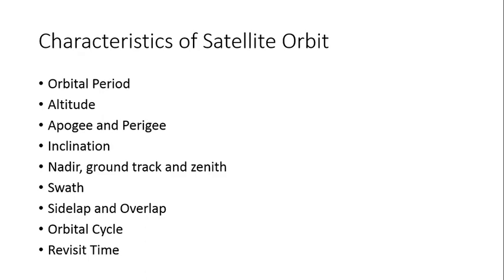Inclination is an important characteristic of a satellite orbit. The inclination of the orbital plane is measured clockwise from the equator. We are talking about the orbital plane, not the inclination of Earth. Orbital inclination for a remote sensing satellite is typically around 99 degrees. At the equatorial plane, it can be nearly 180 degrees, not exactly 180 degrees.